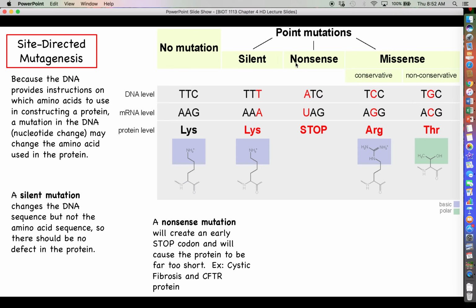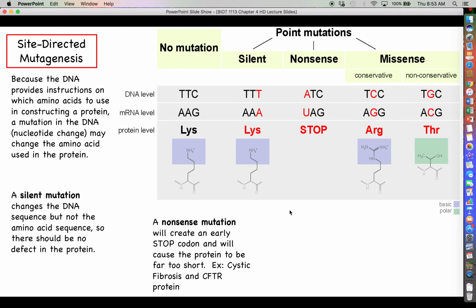Look at this next one. So this time, if our original codon is TTC, let's change that T to an A. So now it's ATC. Well, the messenger RNA transcript is then going to be UAG, which is a stop codon. This is a big deal. This is what we call a nonsense mutation.